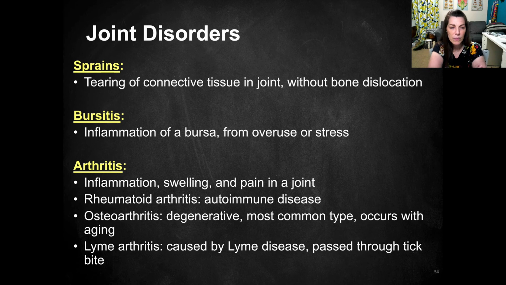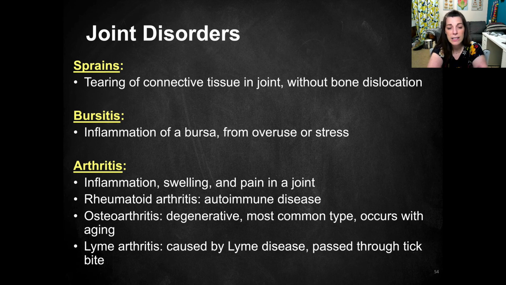So, joint disorders. This is important: the difference between a sprain and arthritis and things like that. A sprain is a tearing of the connective tissue within the joint, but it does not dislocate the bone. The severity of a sprain is based on whether it's a partial or a complete tear. Bursitis is an inflammation of a bursa, which is one of those spaces where the synovial fluid is, and that's typically from overuse or stress.